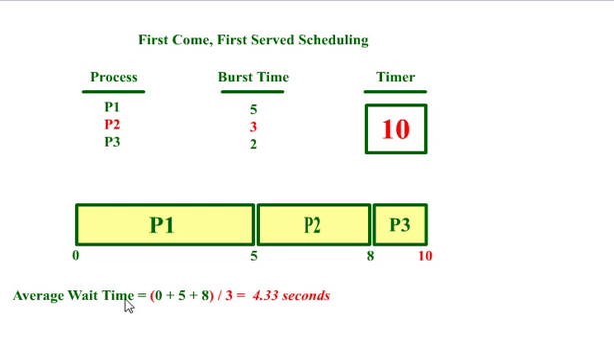So here is the average wait time. Process P1 started from time 0, so no waiting time. Process P2 has waited for 5 and process P3 has waited for 8. So the average wait time is 13 divided by 3, which is 4.33 seconds.